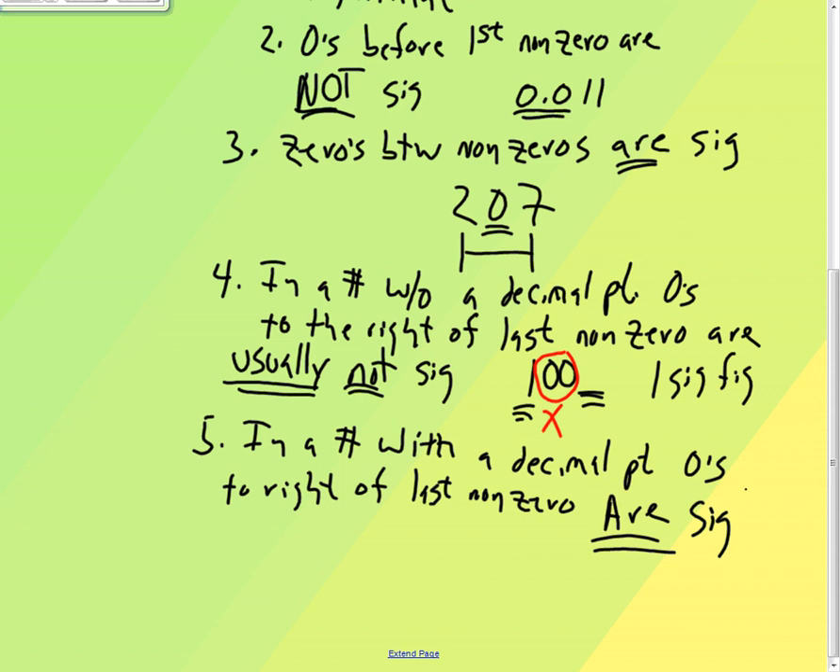Example would be what? 200 point, I have to add another one, 200.0. Good. I have a decimal. I have my last non-zero. How many zeros are to the right of my last non-zero? 1, 2, 3. That means this is significant, that's significant, that's significant, and that's significant, meaning I have how many total? 4 significant figures.